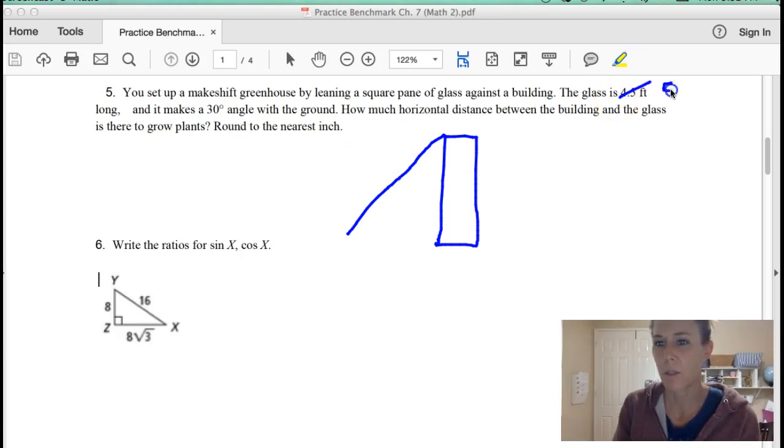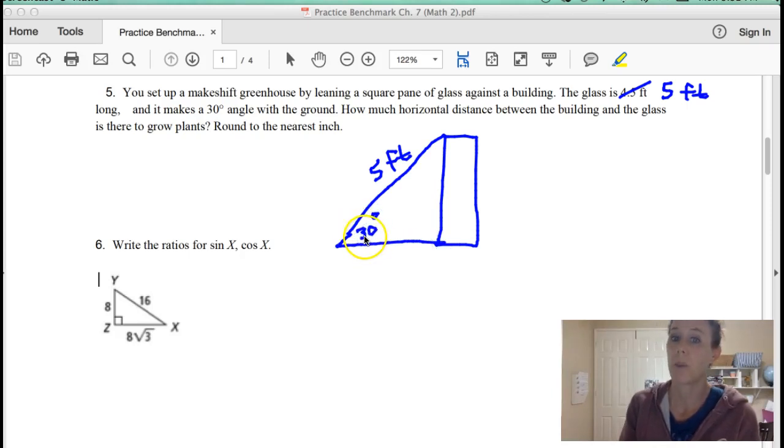That's a mistake. This should read 5 feet. It's 5 feet long, and I'll fix that on your papers. And then here, it makes an angle of 30 degrees with the ground. What's the horizontal distance between the glass and the building to grow plants? So what's this distance right here?